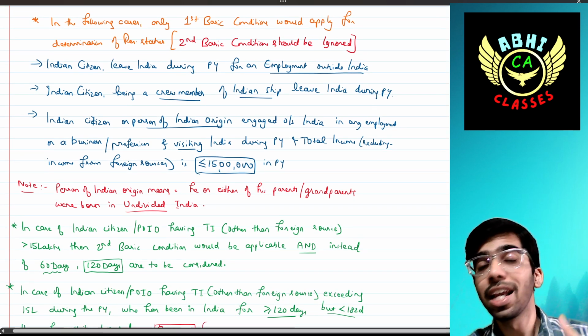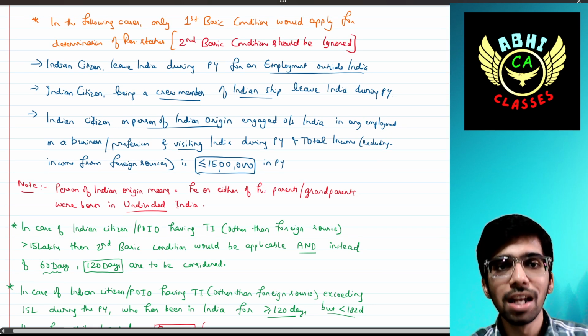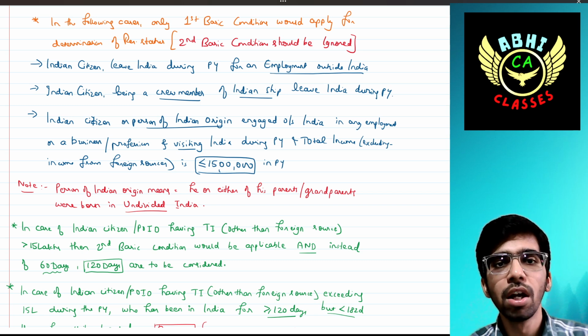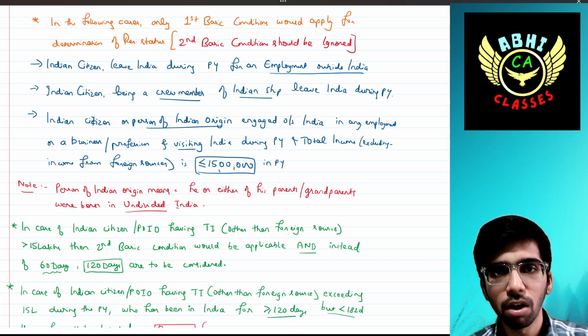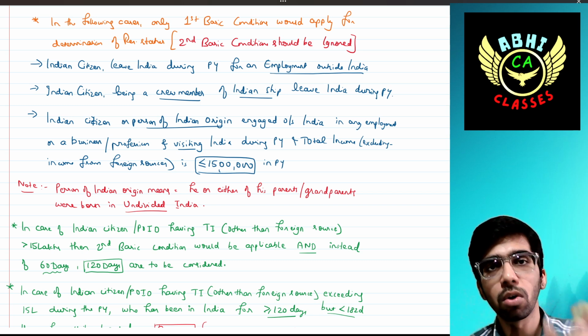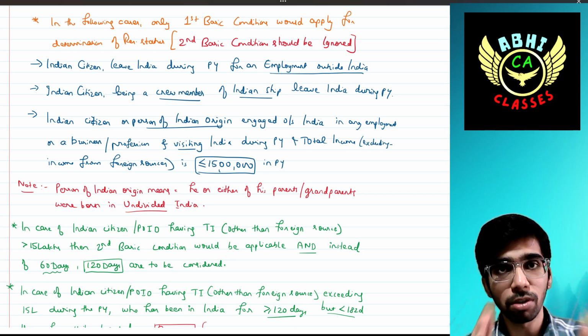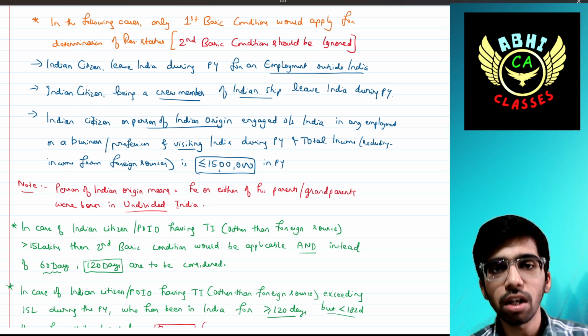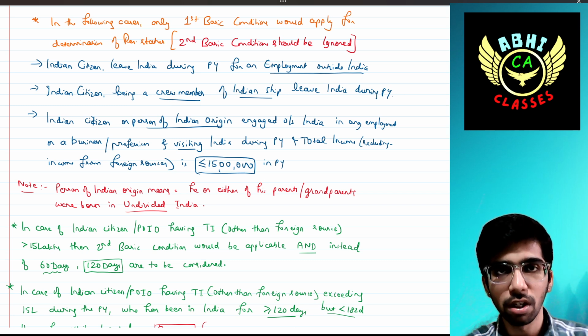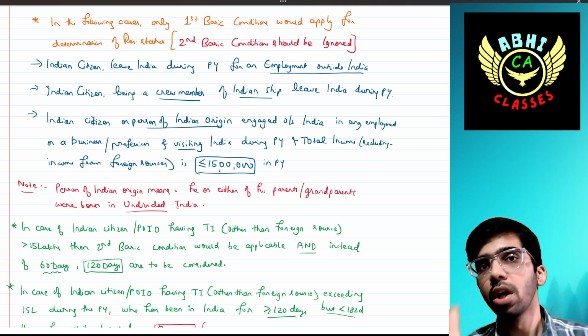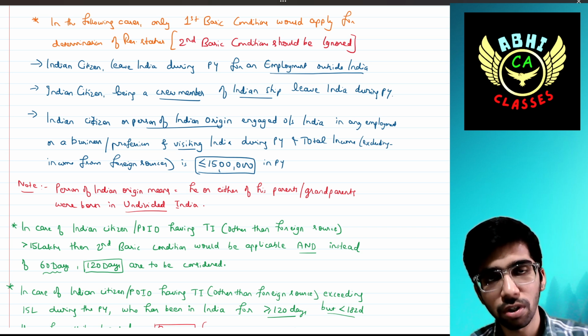Next circumstance: an Indian citizen leaving as a crew member. A crew member is actually a boat rider, the captain of the boat, I think. A crew member of an Indian ship. That word is very important: Indian ship. If it is a foreign ship, we should see both basic conditions. But if he is a crew member of an Indian ship leaving India during the previous year, then we should see only the first basic condition. We should ignore the second basic condition. Okay. How to compute the number of days? We'll see in the next level.